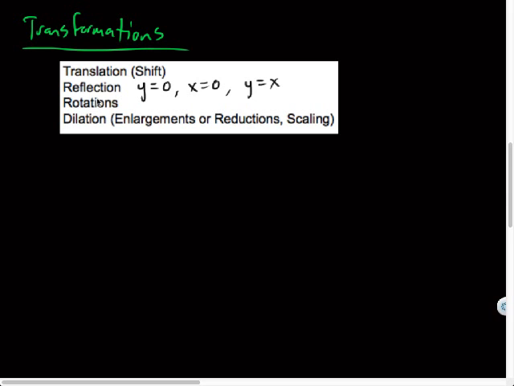Let's see, rotations. Rotations typically are about a certain point. We will often rotate specifically around the origin, all right? And the types of rotations we'll specifically deal with are 90 degree, 180 degree, and 270 degree rotations. That's all we're going to be concerned with today.